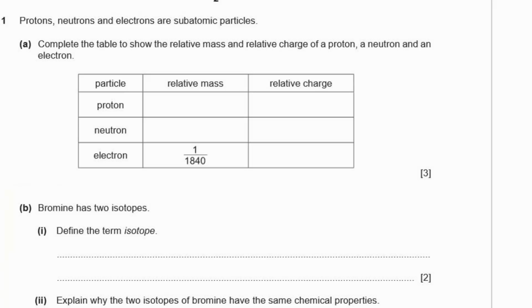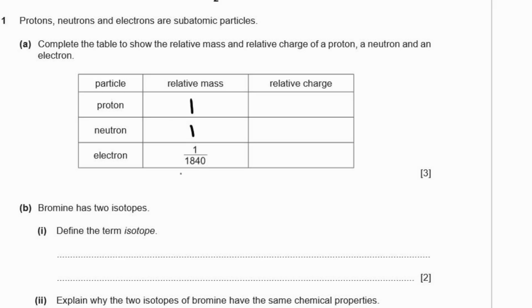Question 1. Protons and neutrons and electrons are subatomic particles. A. Complete the table to show the relative mass and the relative charge of a proton, a neutron, and an electron. All right, so a proton and a neutron both have a relative mass of 1, and that's why the mass number is the number of protons plus the number of neutrons. And the electrons are almost weightless, but obviously they're not weightless. Everything has a weight, even an electron.